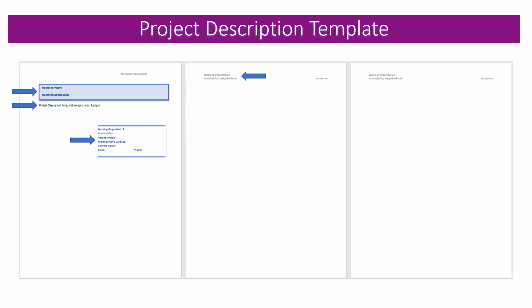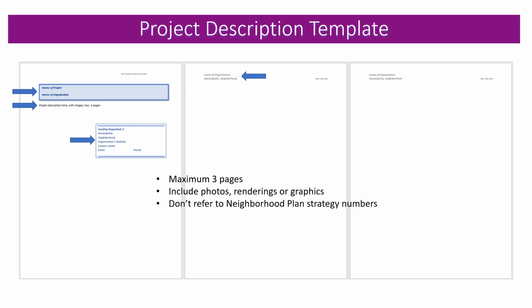The project description may be a maximum of 3 pages in length. It should include photos, renderings, or other graphics that will bring your project to life for potential investors. Do not include references such as Neighborhood Plan Strategy 2.1. Remember to write to your audience, which is not NRTC staff.